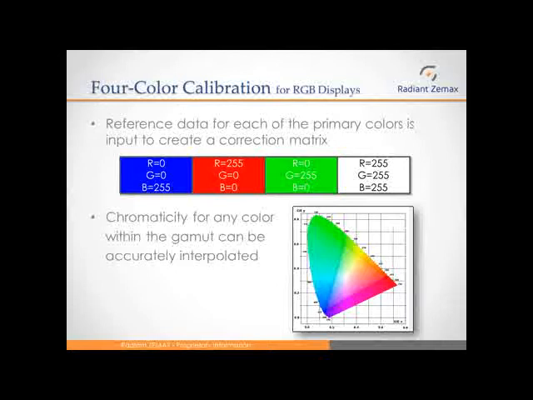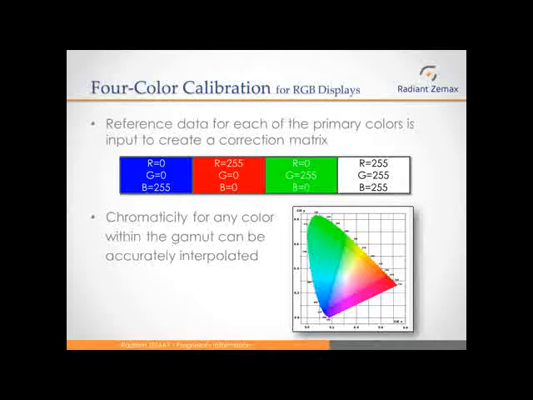Okay, the next type of custom calibration that we offer is called 4-color. This is one of the most powerful calibrations that we have, and its role is really for RGB displays. So devices that have pixels of red, green, and blue components. So in this case, the way we make the calibration is reference data for each of the primary colors is input, and again we create a correction matrix. So when I say the primary colors, I mean full blue, full red, full green, and then the sum of all of those. So full red, green, and blue to make white.